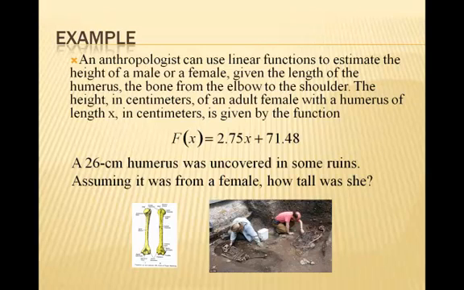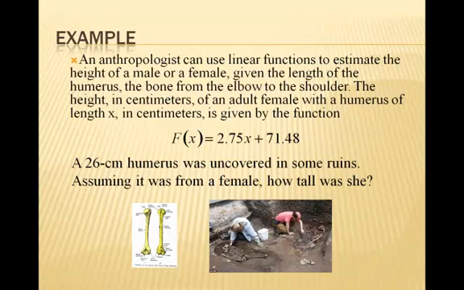In this problem, we have that an anthropologist is using linear functions in order to estimate the height of a male or female given just the length of their humerus bone. Now, in order to make that connection, they use the following formula, that f of x equals 2.75x plus 71.48. Now, anytime you're given a function in a word problem, you want to start asking yourselves, what are the inputs that it uses and what are the outputs?